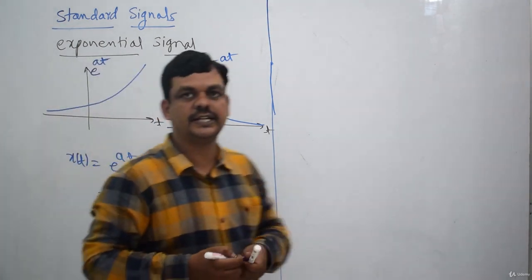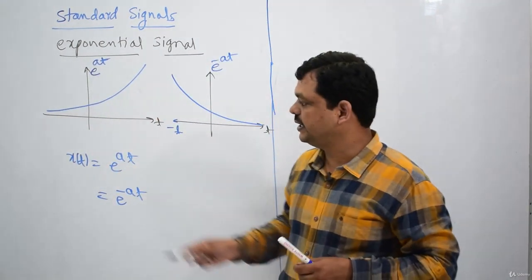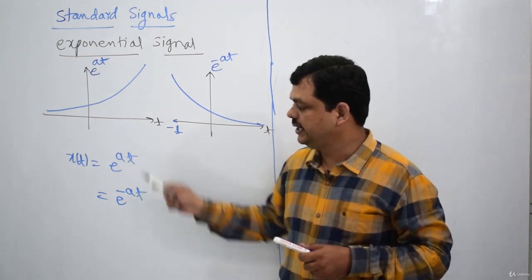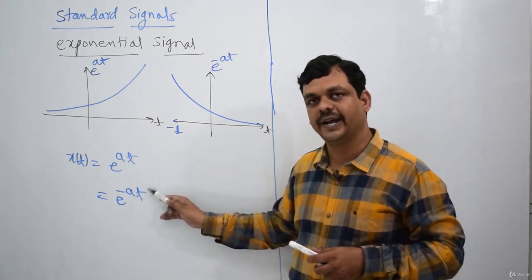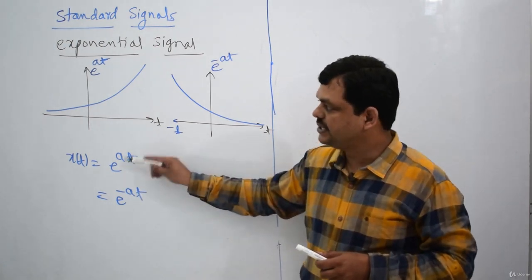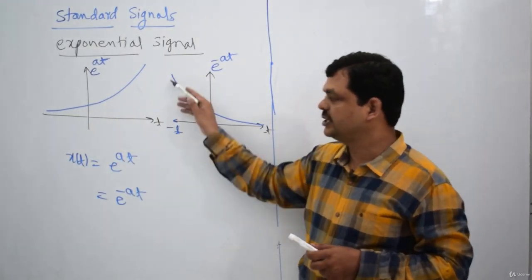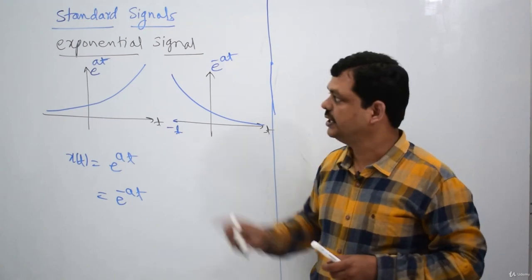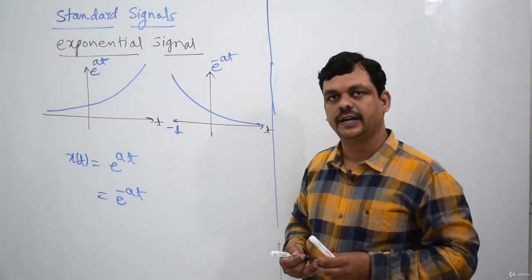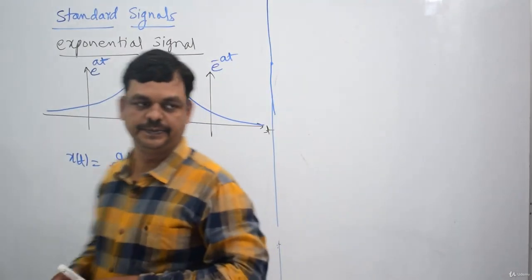So for exponential signals, two types of representations are there. One is e power at and another is e power minus at. When a is positive, it is an exponentially increasing function. When a is negative, it is an exponentially decreasing function. This is another standard signal, the exponential signal.